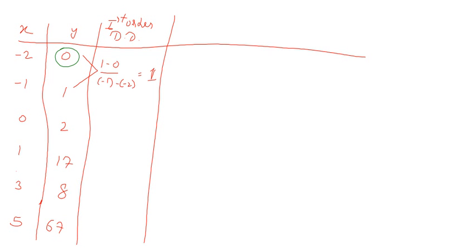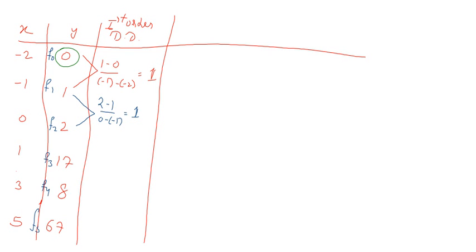Now for the second entry, you are going to use the following two entries, that is 2 minus 1 divided by 0 minus -1, that is equals to 1. Okay, so what are we following? If you look back, this is f0, this is f1, this is f2, f3, f4, f5.